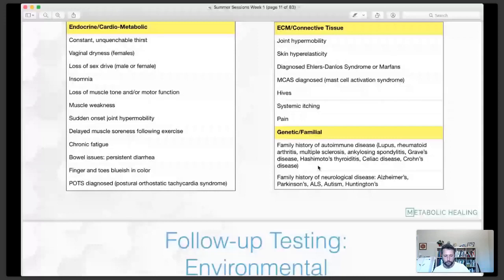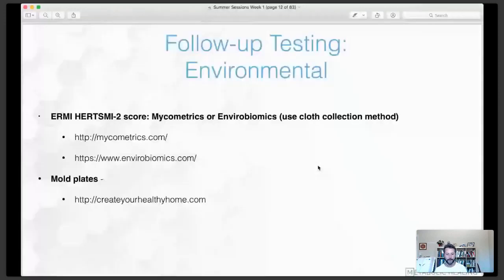So follow-up testing. For environmental testing, I still recommend the HERTSMI-2 scoring from Mycometrics or Envirobiomics, and I like the cloth detection method, where the person actually samples from suspicious areas of the house where they believe mold to occur. Envirobiomics is the newer company. Mycometrics has been doing it a little bit longer, but these are both PCR DNA-based tests. The HERTSMI-2 score, which I'm going to show you how to do in a moment, is extremely valuable for identifying. The higher the HERTSMI-2 score is, the bigger the problem it is potentially.